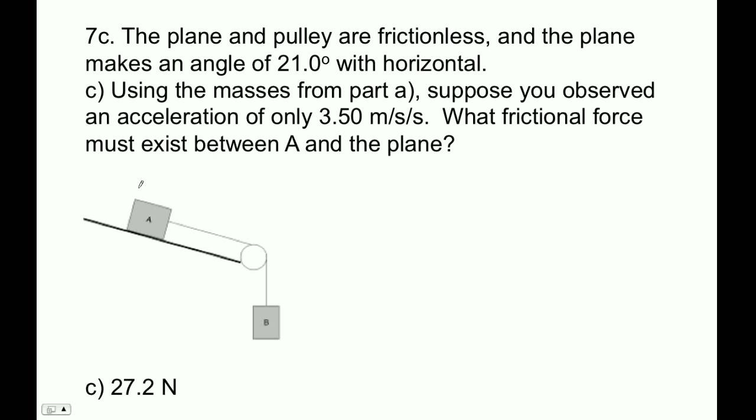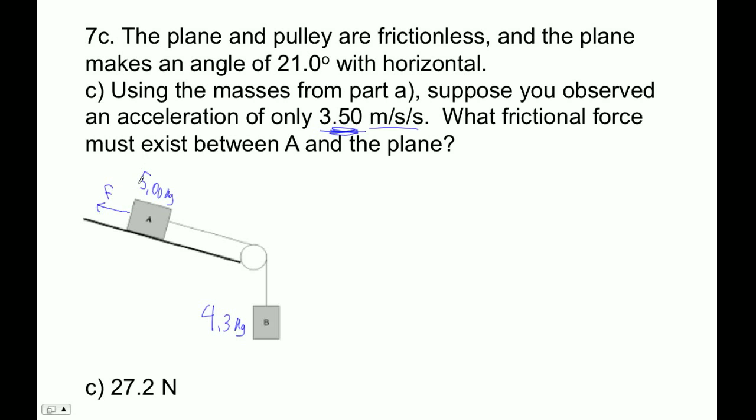Okay, so they say use the mass from part A, right? So this is 5.00 kilograms. This guy's 4.3 kilograms, right? And then we see an acceleration of 3.50 meters per second squared. So what is the force of friction between this and the plane? We're trying to find that guy there.